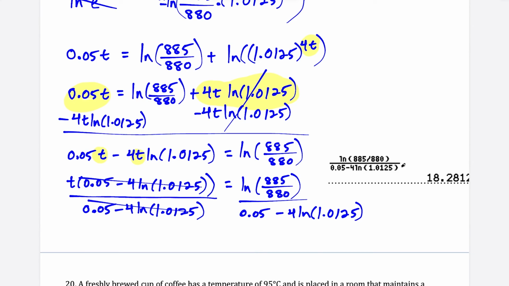But for this question, remember, they told us to round to the nearest hundredth. So we looked at the hundredth place is an 8, and to the right is a 1. So we're going to round this down to 18.28.